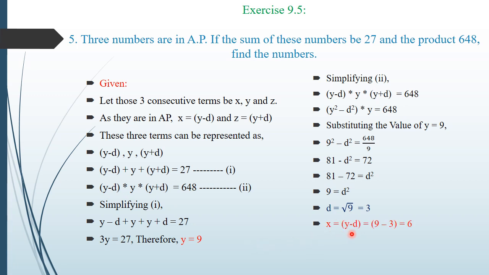Therefore x is nothing but y minus d, that will give me 6, and y we know that is 9, and z is equal to y plus d, that is nothing but 9 plus 3 is equal to 12.